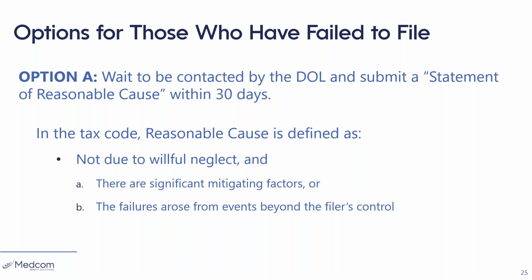Let's say an employer missed their July 31st deadline and they filed on August 3rd. If they have a reasonable cause for why the filing was late, they can submit it upon request from the DOL. If the DOL never contacts them about the late filing, then maybe they never submit the statement and they just move forward. In the statement of reasonable cause, they must show that their failure to file was not due to willful neglect, and there are significant mitigating factors, or the failures arose from events beyond their control.